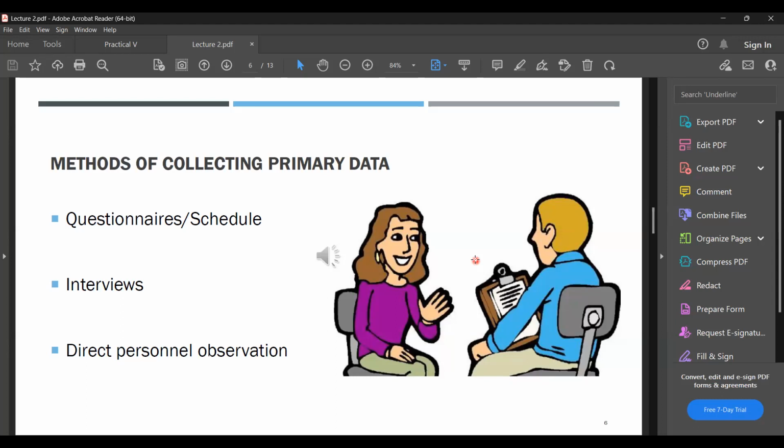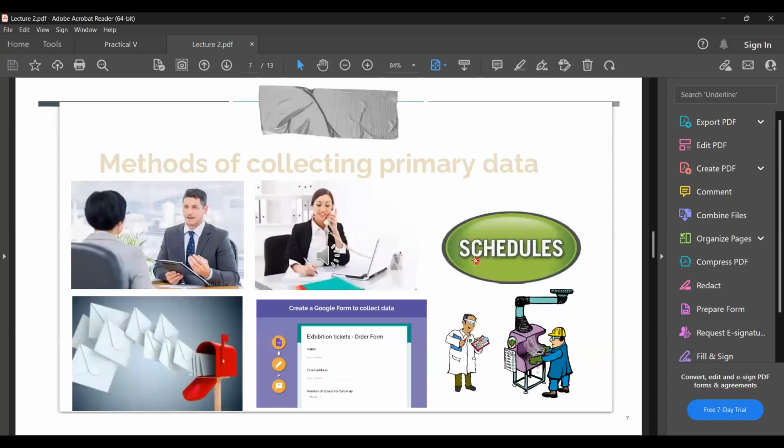So there you have to observe the process and get the relevant data points. So that is what we call direct personal observation, right? We can collect data from observations as well. So these are basically the most popular data collection methods for primary data, right?